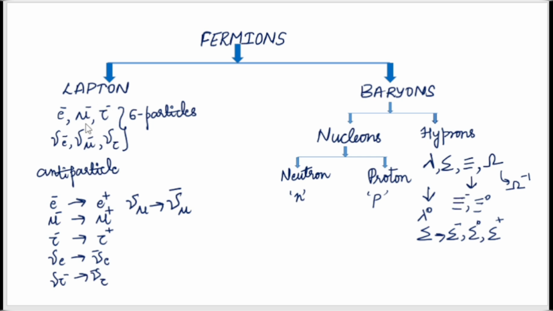So for leptons we say the lepton number to be 1. For baryons we say the baryon number to be 1. Here the lepton number will be 0. Here the baryon number will be 0. Yes. Separately they should conserve the lepton number, and separately they should conserve the baryon number in the given interaction, in the given reaction. One example we shall take.